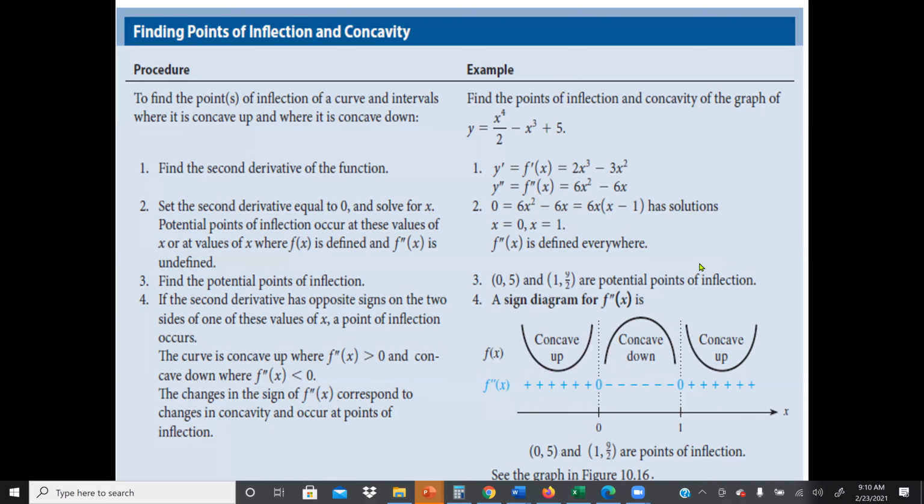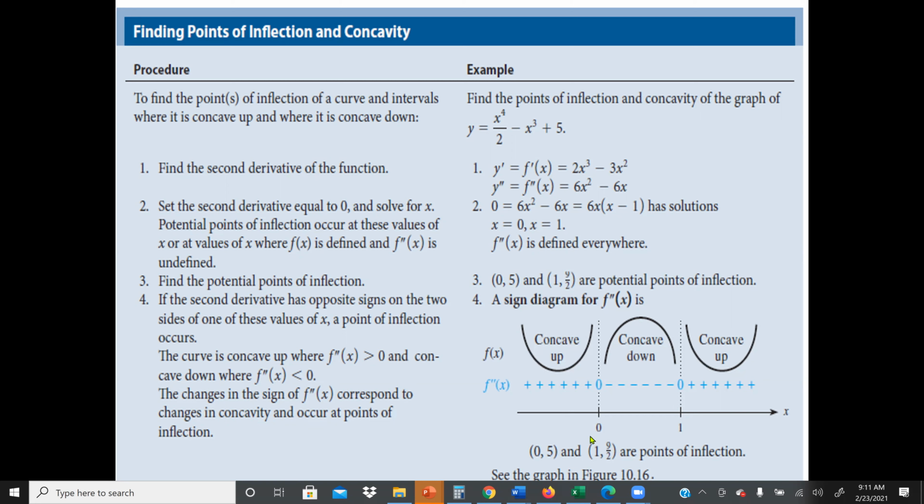We need to test because sometimes, if you can remember, when we were doing the interval of increasing and decreasing, a function may be increasing and increasing again at the point, only that it changes the steepness. In a point of inflection, we want concave up to concave down, not concave up to concave up again. So that's why we need to test with the second derivative.